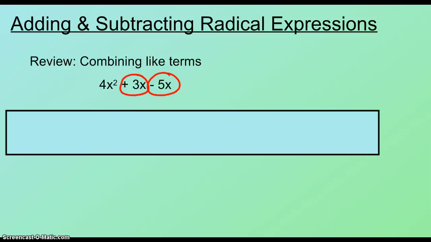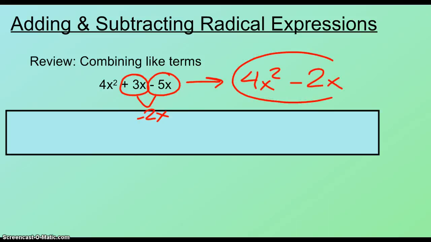I can combine those two because it's like asking, how many x's do I have here total? 3x plus negative 5x leaves me with negative 2x. So the simplified expression here would be 4x to the second plus negative 2x, or minus 2x. That would be simplified and I can't do anything else with it. There are no other x squared terms.